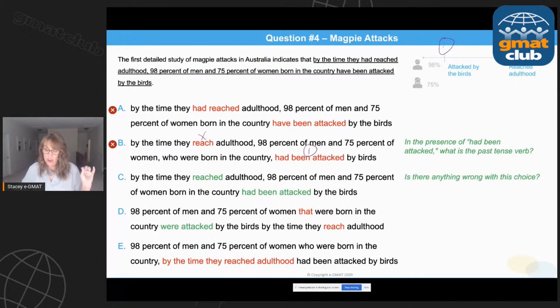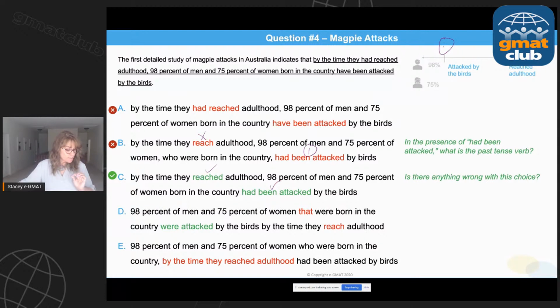Okay? Now let's take a look at choice C. Is there anything wrong with this choice? By the time they reached adulthood, so I have the simple past tense, check, 98% of men and 75% of women born in the country had been attacked by the birds, okay? Nothing wrong here. Our verb tenses check out. This is correct, proper sequencing of events. I can check it with my timeline above. Everything is sequenced properly, properly communicated. So it looks like we're good to go, but I'm going to reject the rest of my answer choices on solid ground, okay? Choice D, 98% of men and 75% of women that were born in the country were attacked by the birds by the time they reach adulthood.